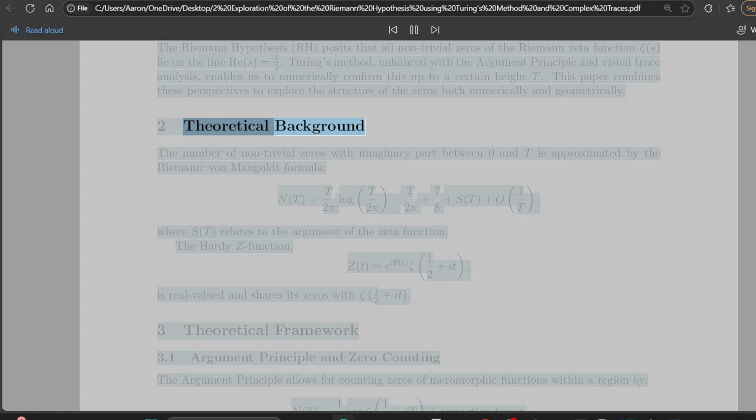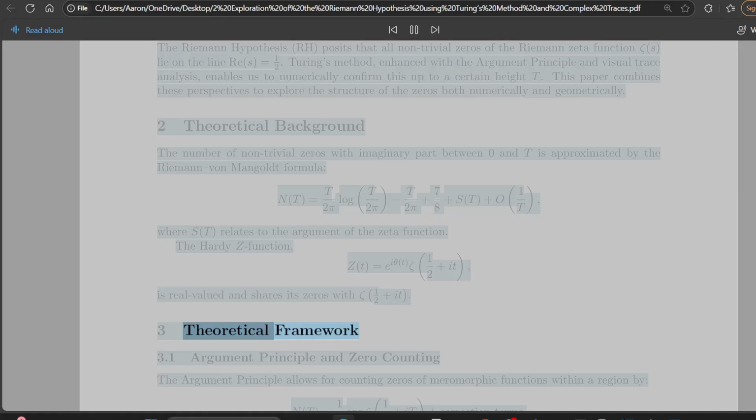Theoretical background. The number of non-trivial zeros with imaginary part between 0 and t is approximated by the Riemann-von Mangoldt formula. N(t) equals t/(2 pi) log(t/(2 pi)) plus 7/8 plus S(t) plus O(1/t), where S(t) relates to the argument of the zeta function. The Hardy Z function, Z(t) equals e^(i theta(t)) zeta(1/2 plus it), is real-valued and shares its zeros with zeta(1/2 plus it).